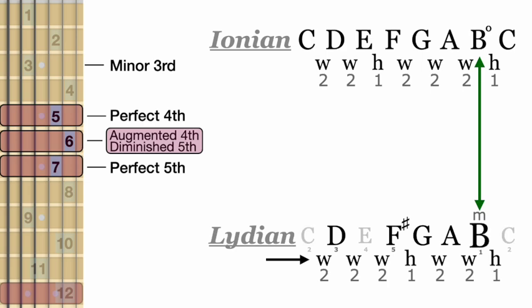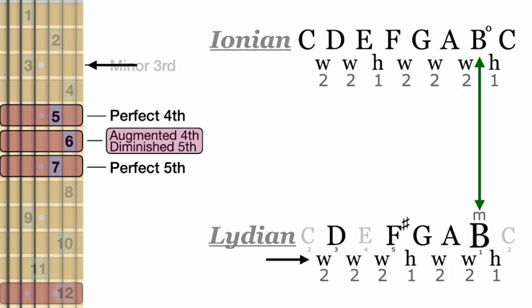So from B to C, we have a half step. And that's identical to what we have in Ionian, so no big deal there. Then we have C to D, which is another whole step, 2 more frets, which is identical to Ionian. But we need to pay attention that B to D is 3 frets, so it gives us our minor third, okay? Now, that's identical to Ionian.